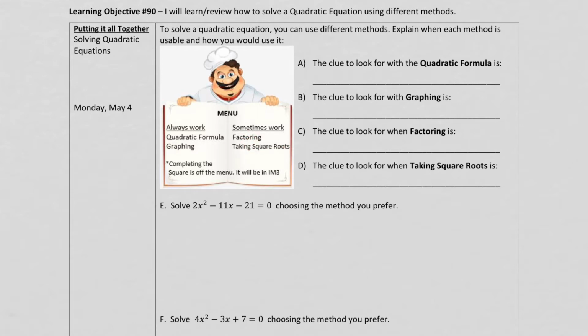And then guys, because of the shutdown, we missed one method this year. It's called completing the square. This one you'll see in IM3. They'll kind of catch us back up when you come back next fall.